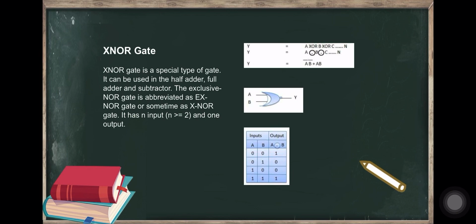For the truth table, when the input A is 0 and input B is 0, it should be 0, but the NOT gate will invert it into 1. When input A is 0 and input B is 1, the answer is 0. It should be 1, but the NOT gate will invert it into 0.